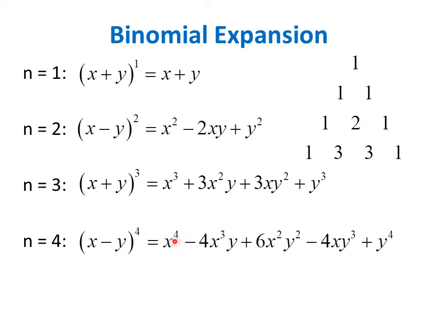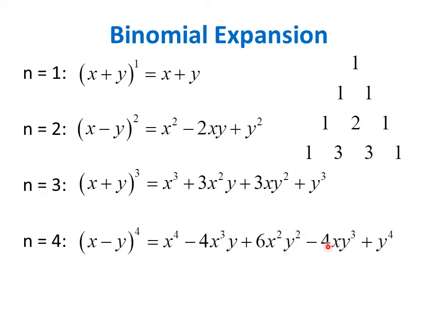Okay, for the second term, we have to subtract 1 from the exponent of x. So x to the 4 minus 1, that's x cubed. And we have to add 1 to the exponent of y. Of course, we have in the first term y to the 0, so y to the 0 plus 1 is y to the 1, or simply y. Next, x to the 3 minus 1, that's x squared, and y to the 1 plus 1, that's y squared. Next, for the next term, we have x to the 2 minus 1, that's x to the 1, or simply x, and y to the 2 plus 1, that's y cubed.